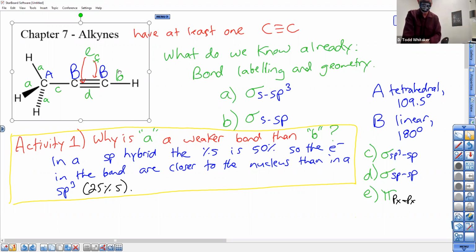You can use px anytime you want. You can use py anytime you want. You can use pz anytime you want. You can't use px with py. You can't use px with pz. You can't use pz with py. They have to match or they don't bond. They have to match or they don't overlap. If they don't overlap, it's not a bond.